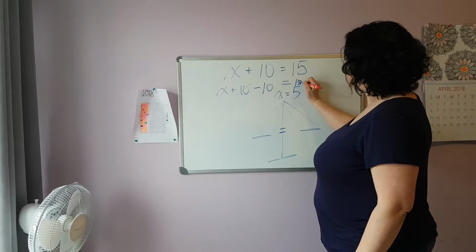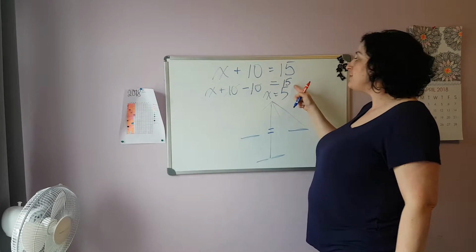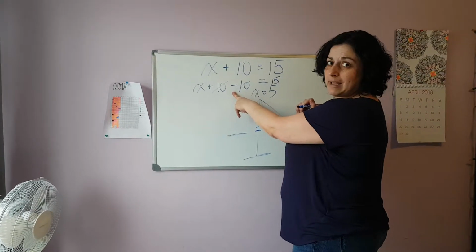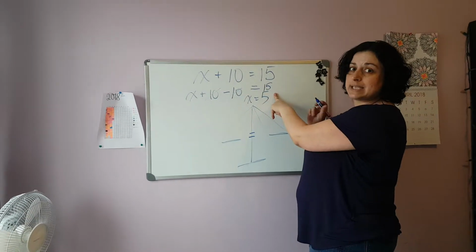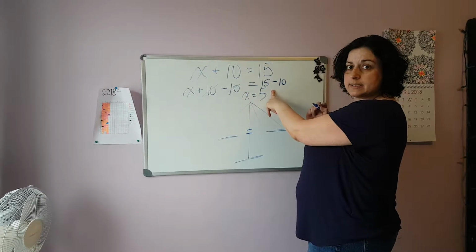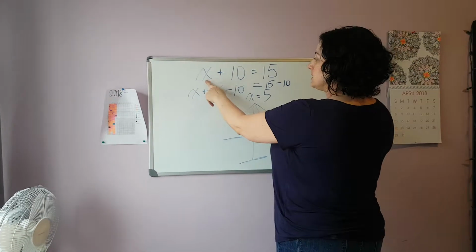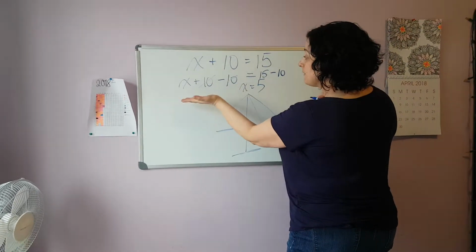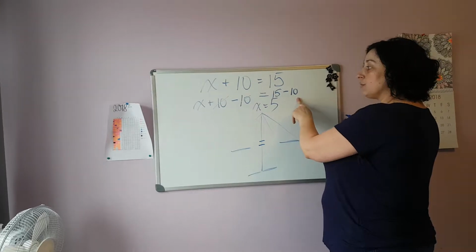Well, I had 15, I'm sorry, my right side. I had 15 over here on my right side. If I'm going to subtract 10 from my left side, I have to subtract 10 from my right side in order to keep everything in balance, okay? So, to separate my plus 10, I have to subtract 10. Whatever I do to the left side, I also have to do to the right side.